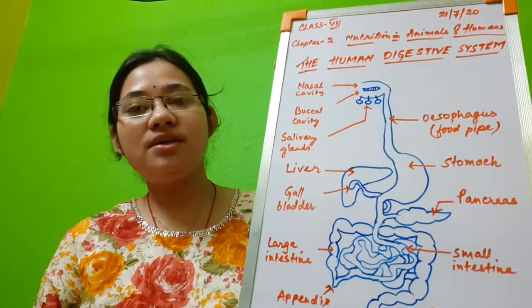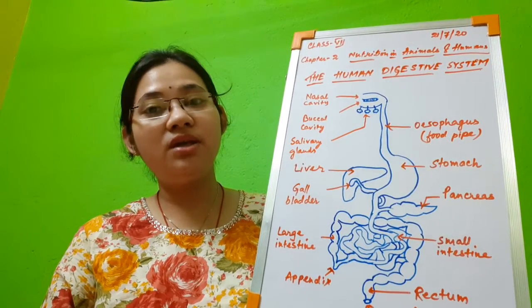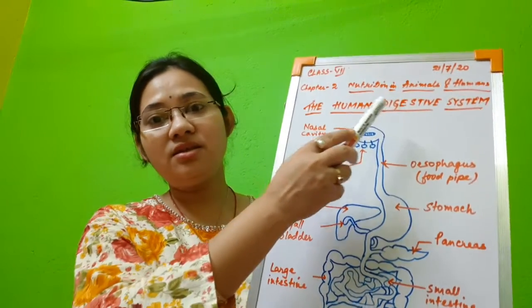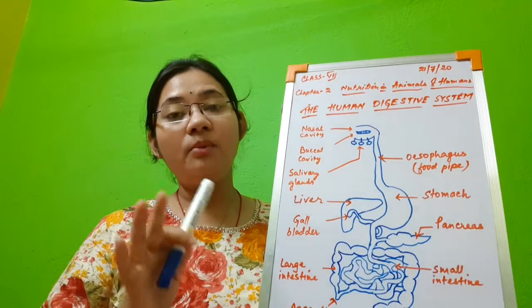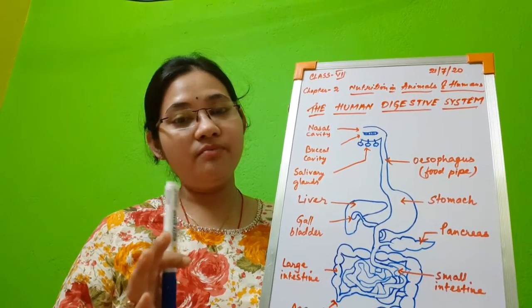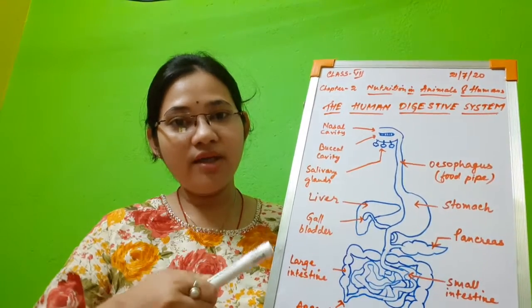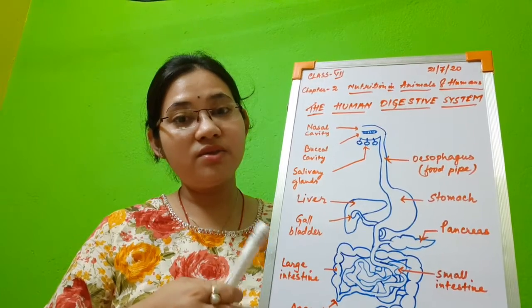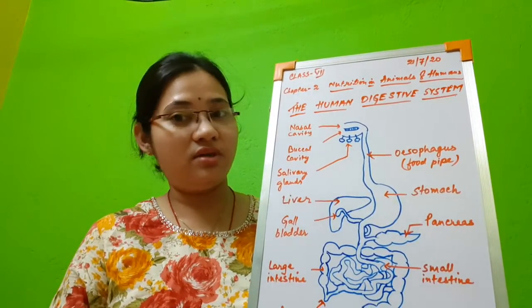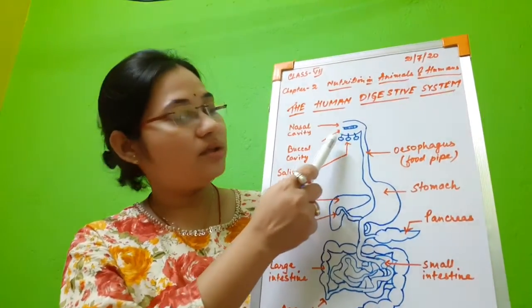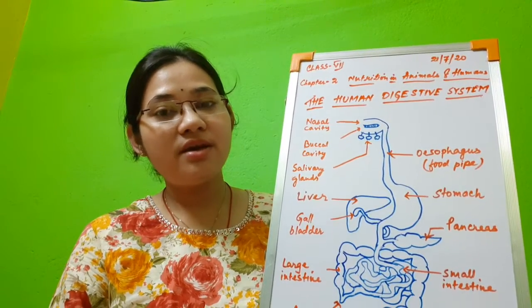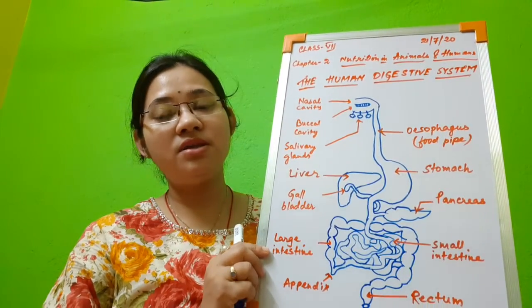Now let us see what are the different parts of the human digestive system. Digestion means to convert complex organic matter into simple inorganic matter so that our body cells and tissues can take it up as nutrients. So now let us see what are the different parts of the human digestive system or the alimentary canal.